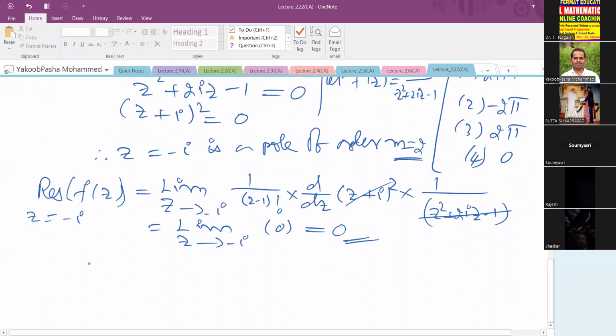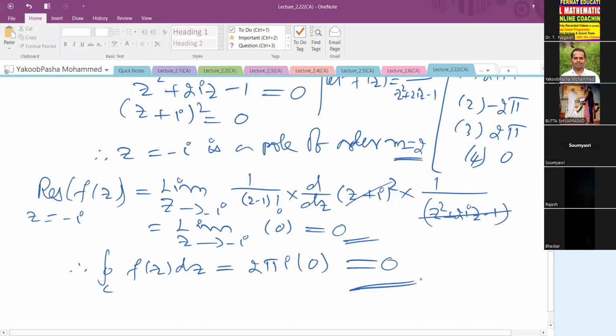When the residue is 0, then the integral over C of f(z) dz is equal to, by definition of residue, 2 pi i into 0. So that is equal to 0. The fourth option is the right option. Okay. Now I am taking another problem.